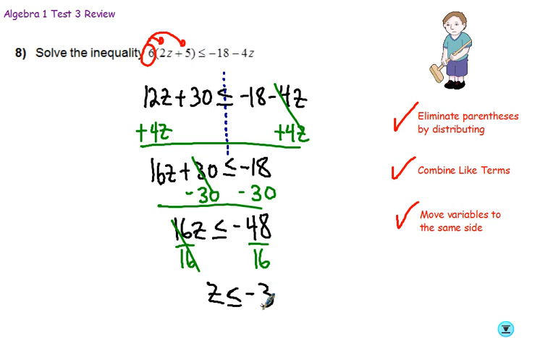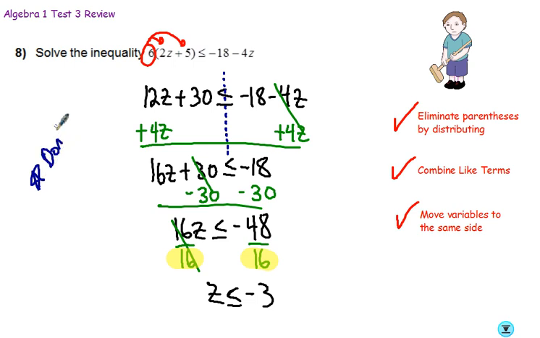And then the question is, okay, well, am I going to switch the inequality symbol? Well, if I take a look at it, I have to ask myself the question, did I divide by a negative? Well, look at that 16. That's a positive 16. So we did not divide by a negative, so the inequality symbol will stay the same. So don't switch. Let's make a little note to ourselves.